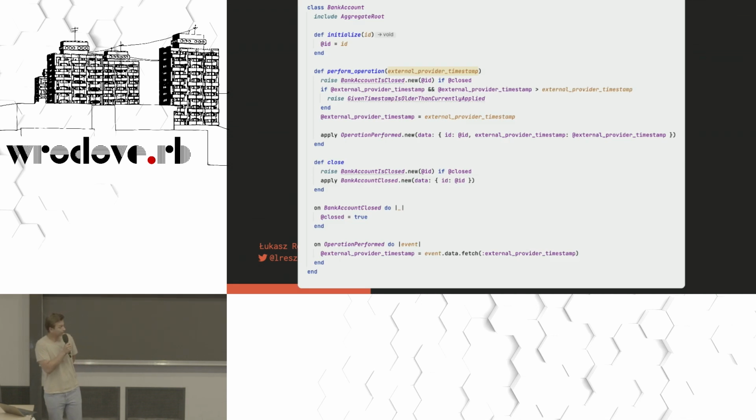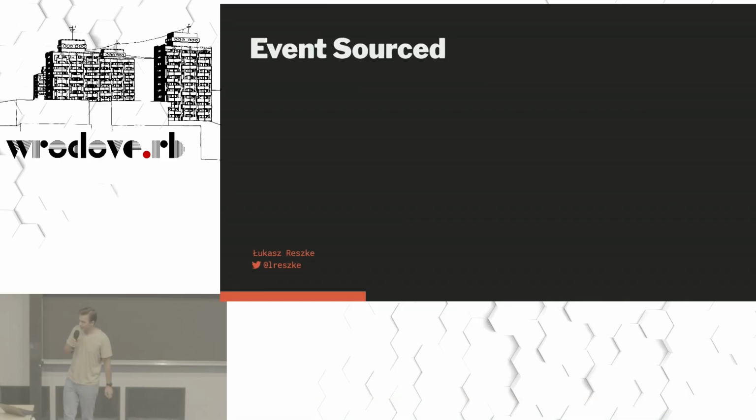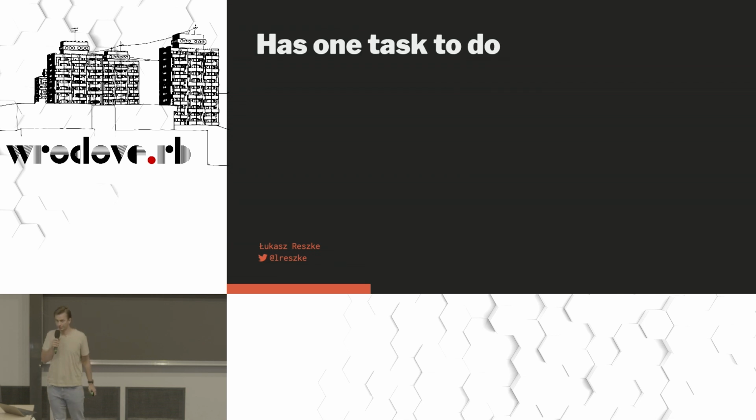Some of you who attended the workshop may be already familiar with that, but what you can see here is that this is a very simple Ruby class. It includes the aggregate root gem, but you don't necessarily need that. But it allows us to use the on and apply methods, which are used to deal with the events. On method is kind of applying the event state to the class itself. Apply is storing the event, and later on it's also used to publish. So as you can see, this class is event sourced, and it has one simple task to do. It only checks whether the operation can be performed or not, and that's it.